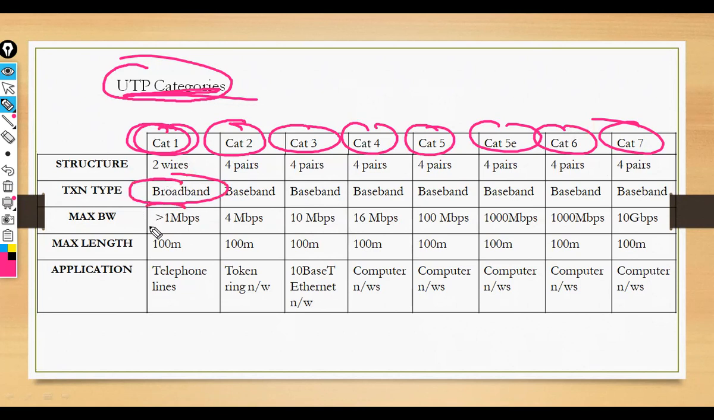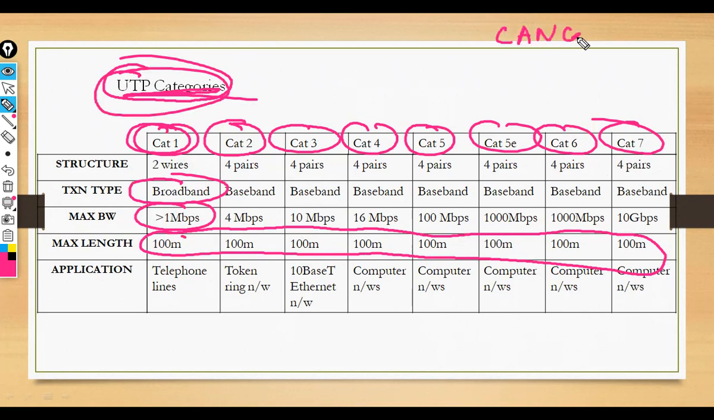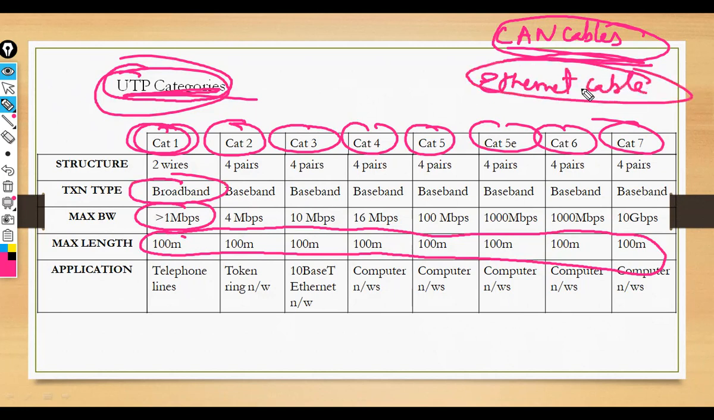And the bandwidth here is less than 1 Mbps. The maximum length everywhere is 100 meters only. These cables are called twisted pair cables, or LAN cables. The working class might be familiar with the name LAN cable. Or again, it is called by another name, Ethernet cable. So UTP or LAN cable or Ethernet cable, everything refers to only a single cable here. So the Category 1 cable bandwidth is less than 1 Mbps.